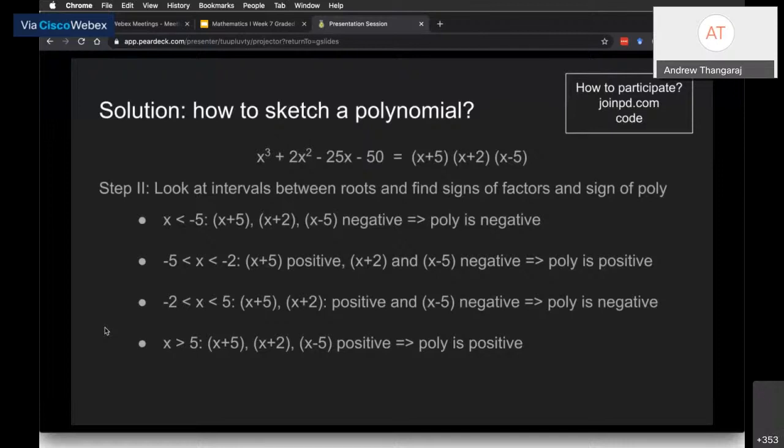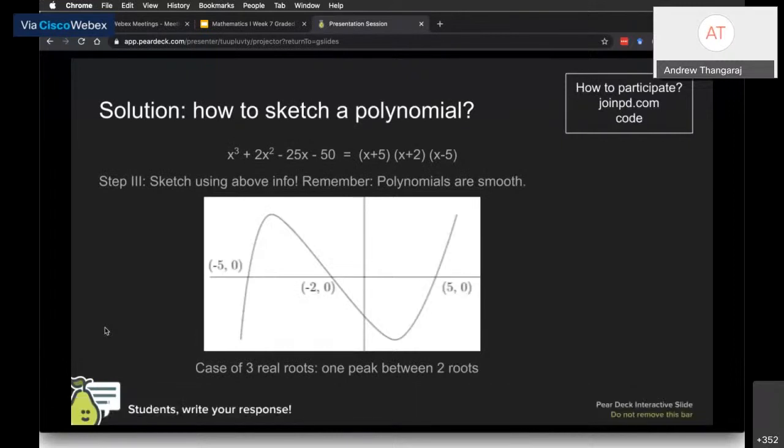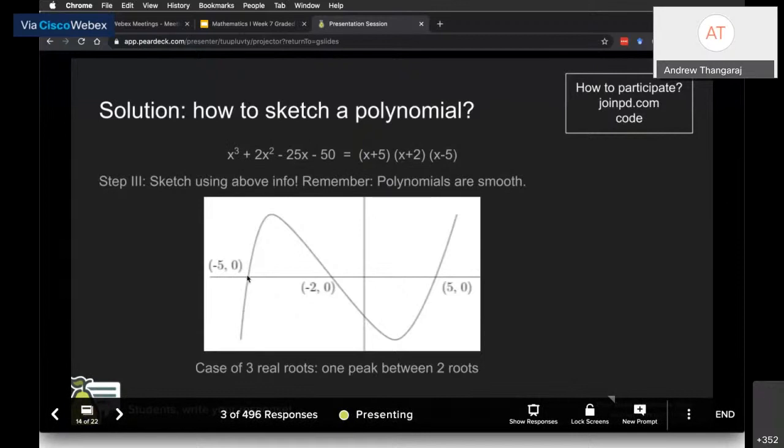What happens between the roots is also crucial. Once you know these two things, polynomials are easy to sketch. Why is that? Because polynomials are smooth. So the sketch will look like this. There's -5 where it hits 0. There's -2 where it hits 0. There's plus 5 where it hits 0. And you saw to the left of -5, the curve is going to be negative, below the x-axis. Between -5 and -2, the curve is going to be positive.